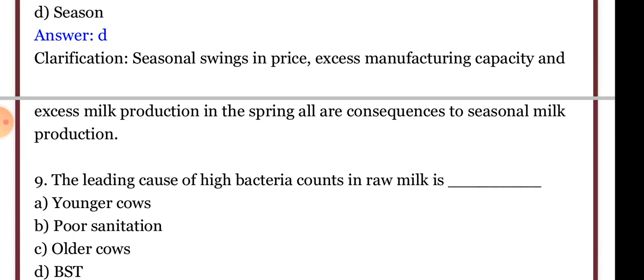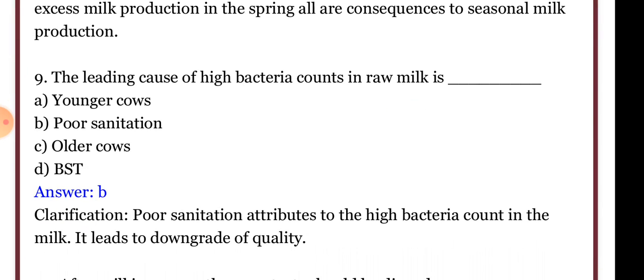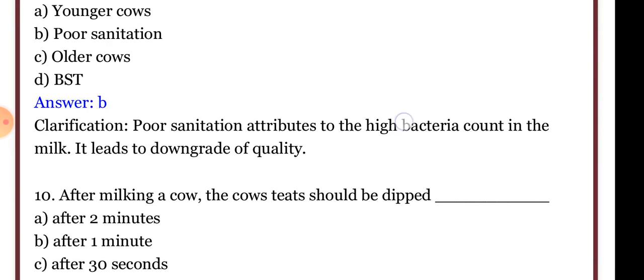The leading cause of high bacteria count in raw milk is poor sanitation. The bacterial count is dependent on sanitation. Poor sanitation contributes to high bacterial count in the milk. It leads to downgrading of the quality of the milk.